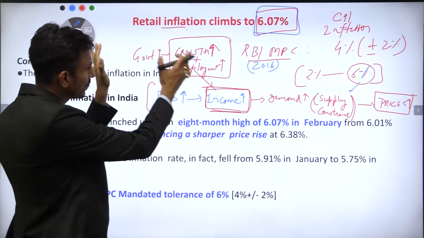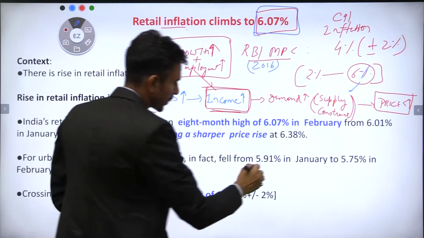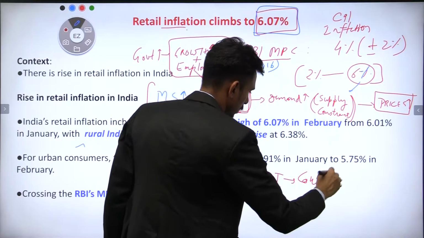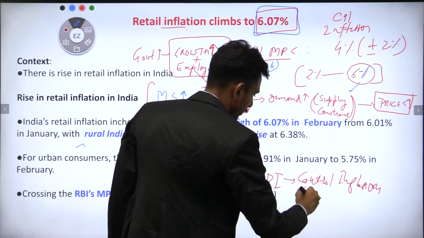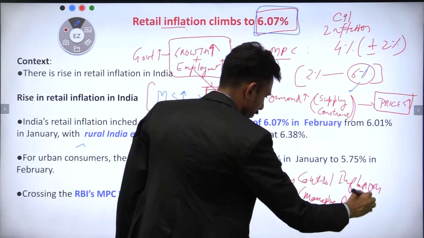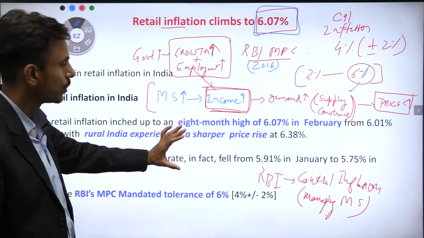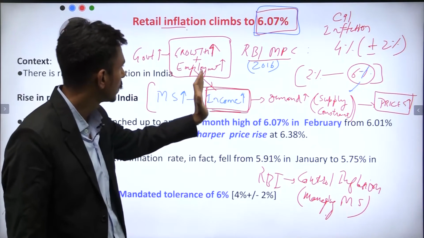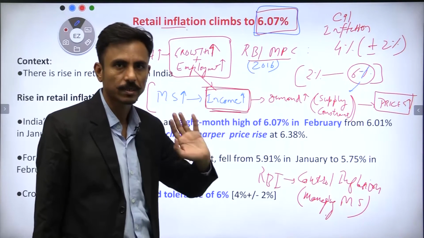So the government would always want to increase the growth and employment prospects, whereas RBI's objective is to control inflation. And how does it control inflation? By managing or controlling the money supply, right? So therefore there is a trade-off between inflation and growth, right? Higher the inflation, higher the growth, correct? But RBI is looking to control the inflation, right?